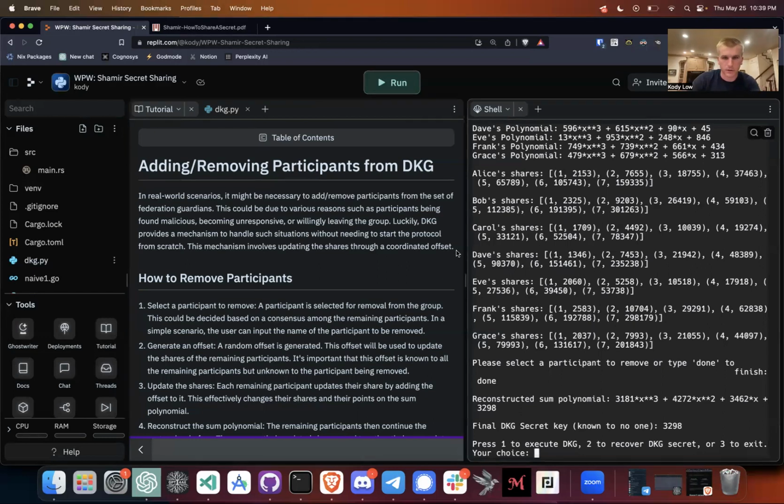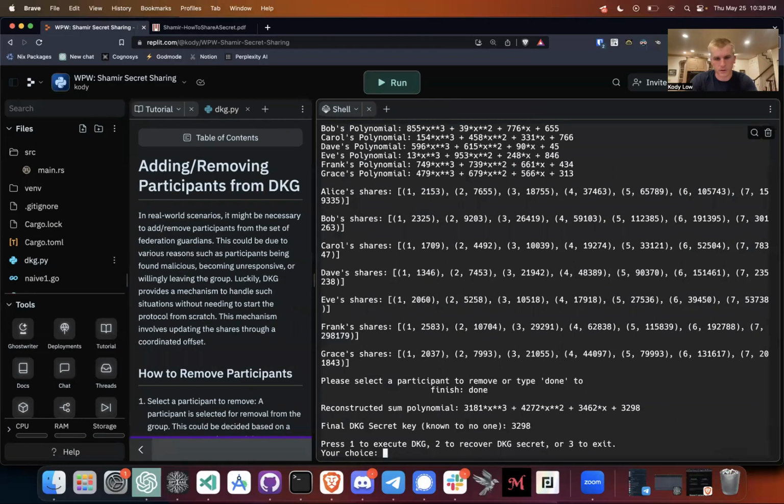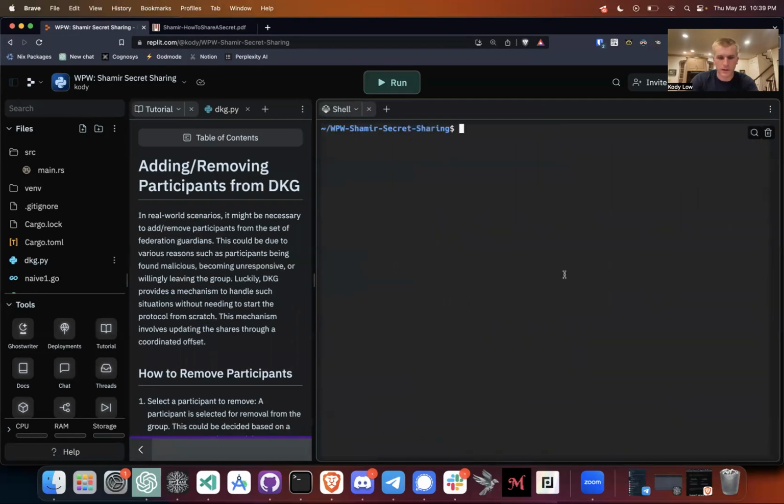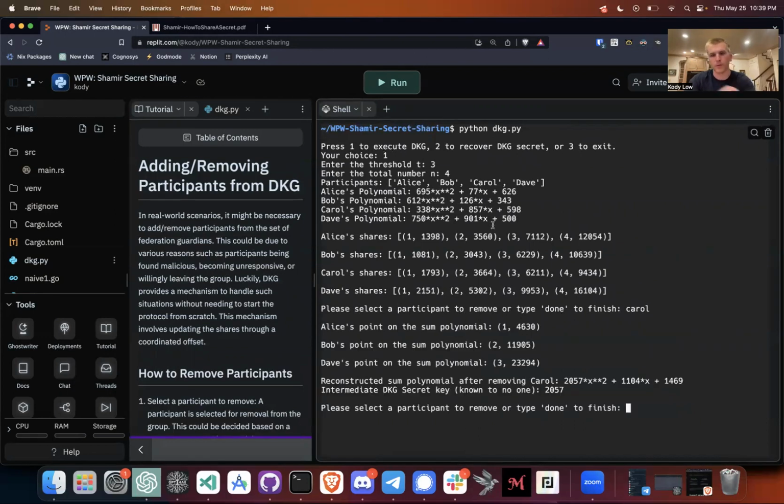So let's actually see what that looks like, right? If I go over here, I'm just going to close out and clear this, and then I'm going to do python dkg.py. We're going to execute a DKG. It's going to be a 3 of 4. And let's go over here. What we're going to do is remove a participant. We're going to remove Carol from this one, right?